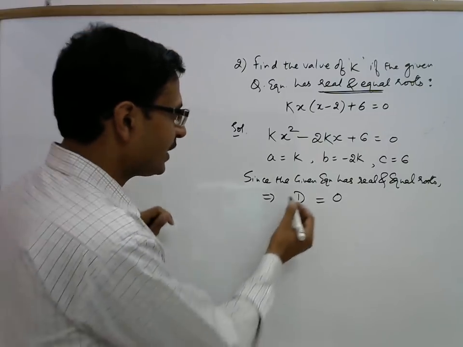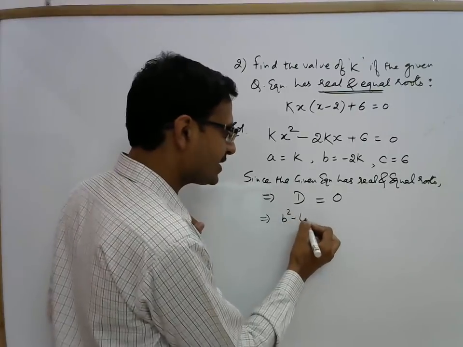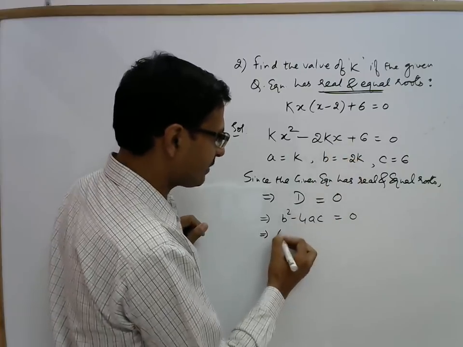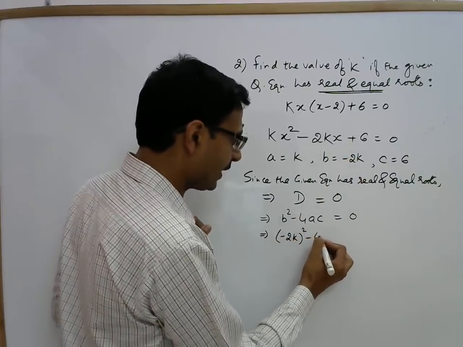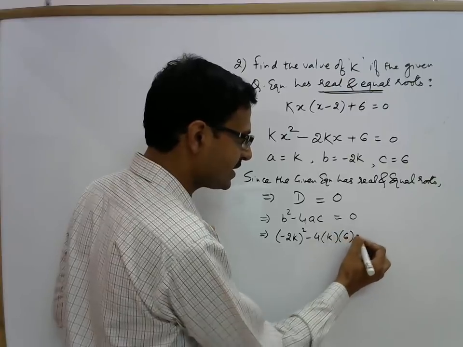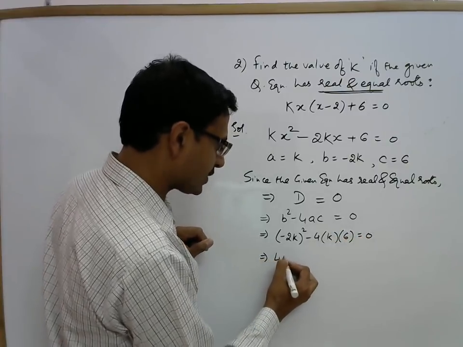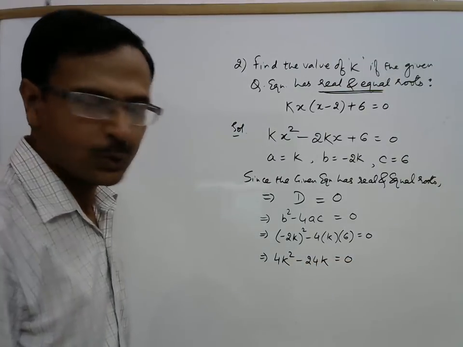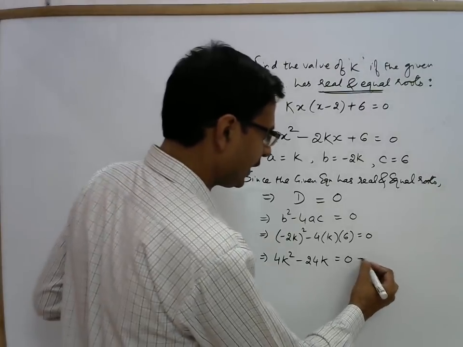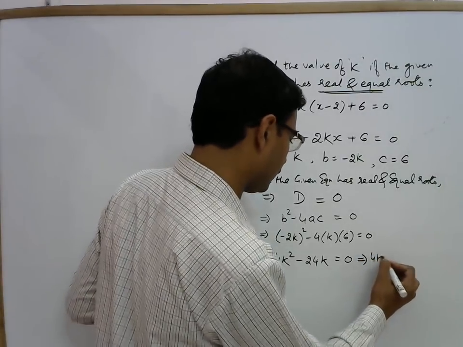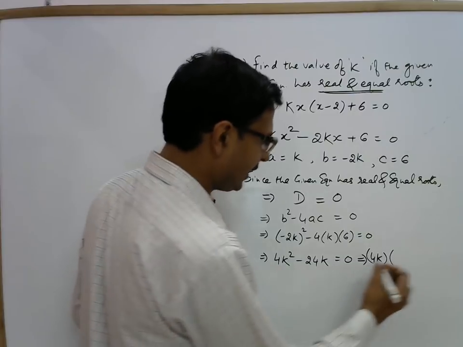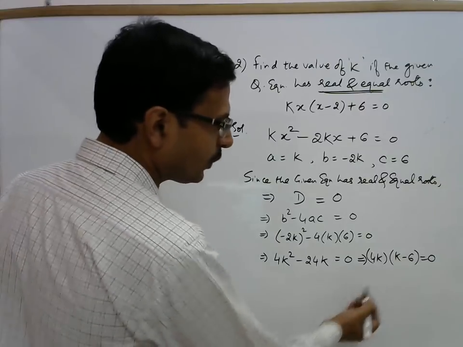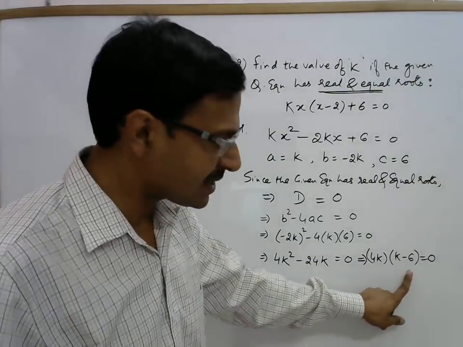So now, the formula for discriminant is b square minus 4ac equal to 0. And now substitute the values of a, b, c here. b is minus 2k whole square minus 4, a is k, and c is 6. So you have 4k square minus 24k equal to 0. After this, you can take 4k common, and what you are left with is k minus 6 equal to 0. So now you have two factors, 4k and k minus 6, equated to 0.